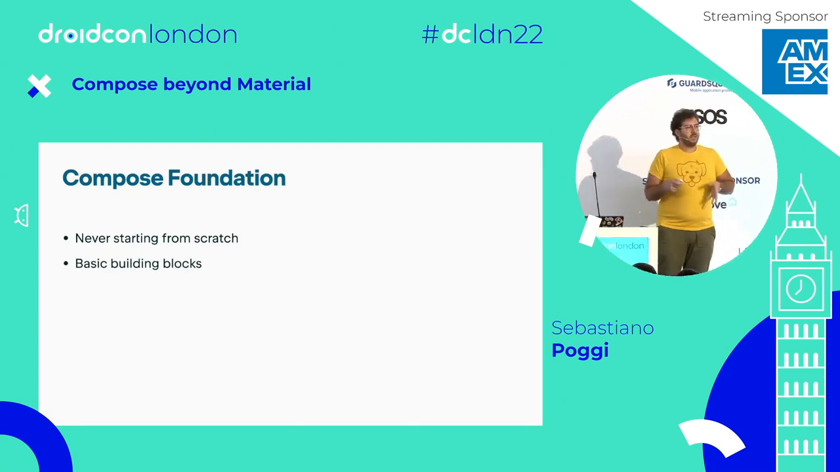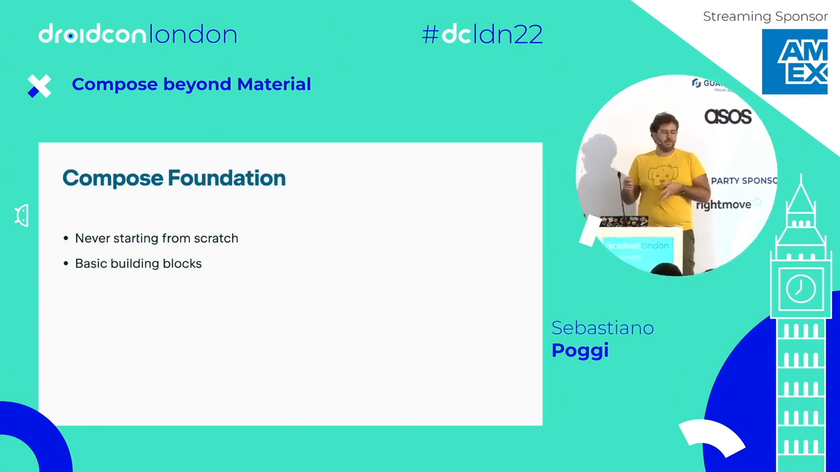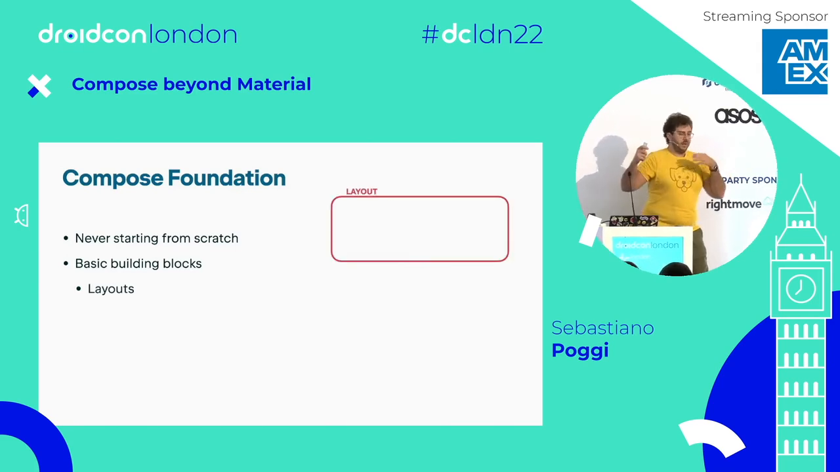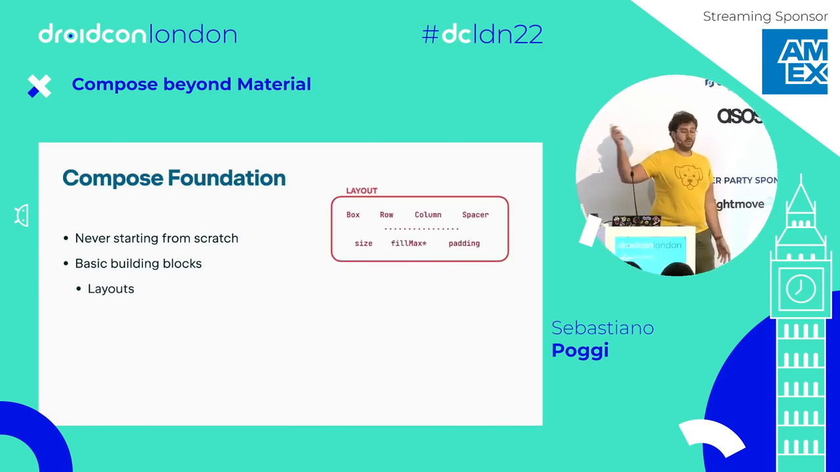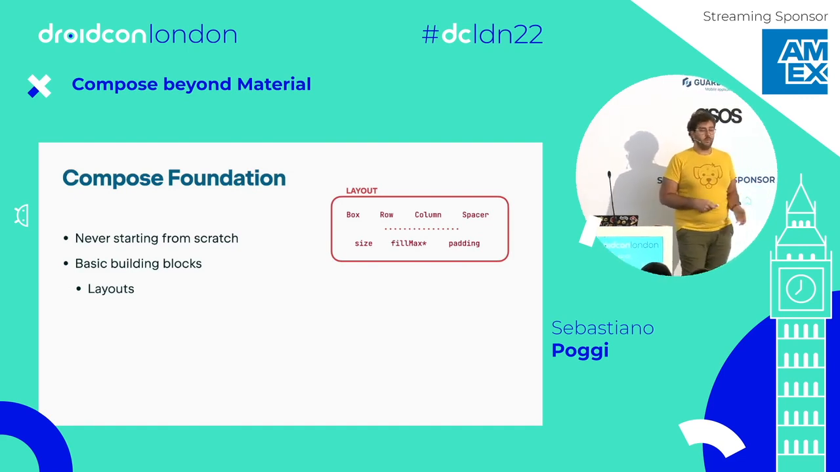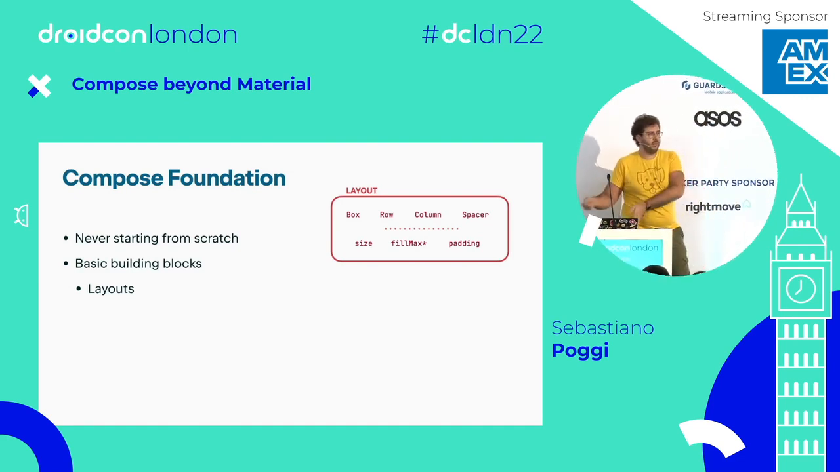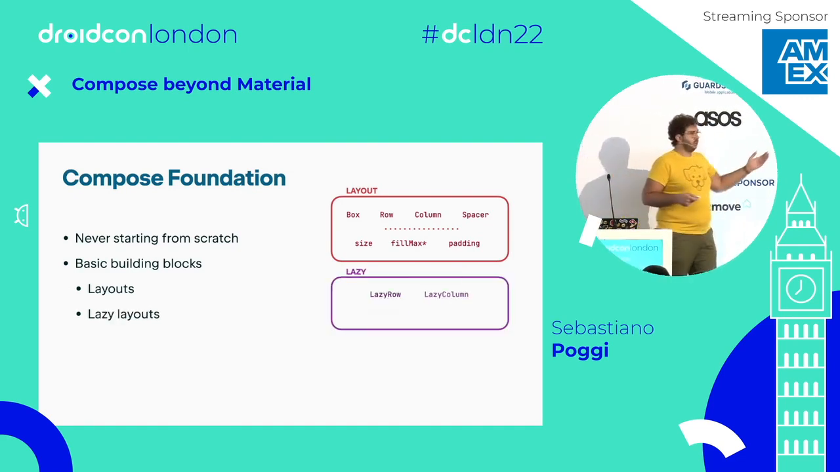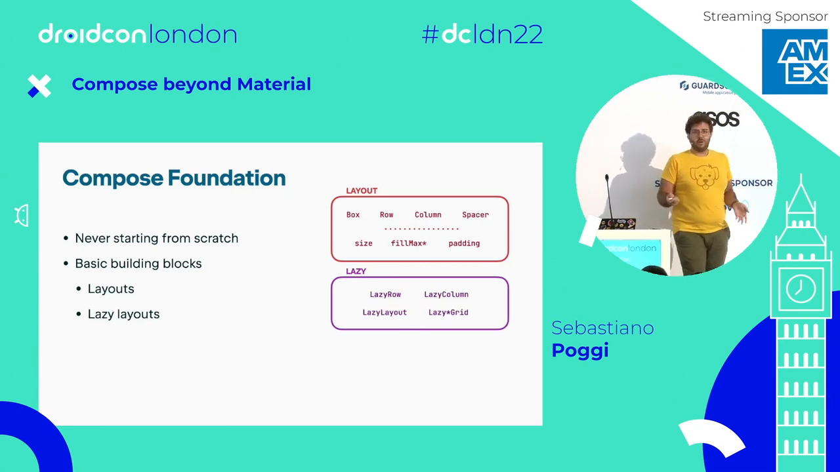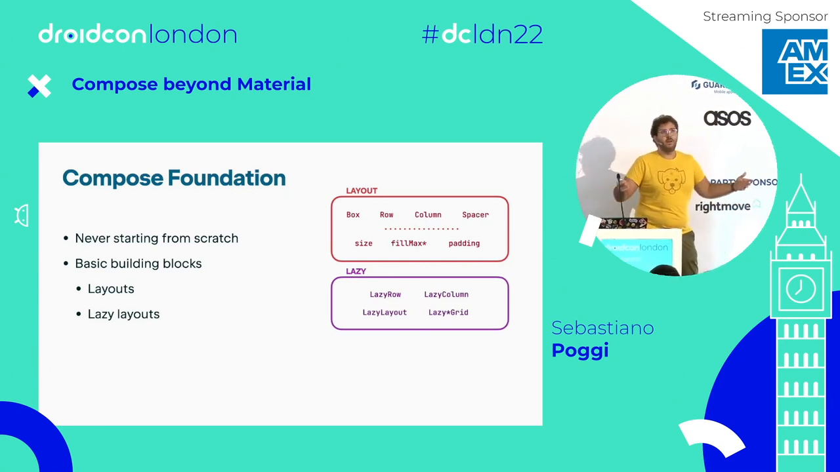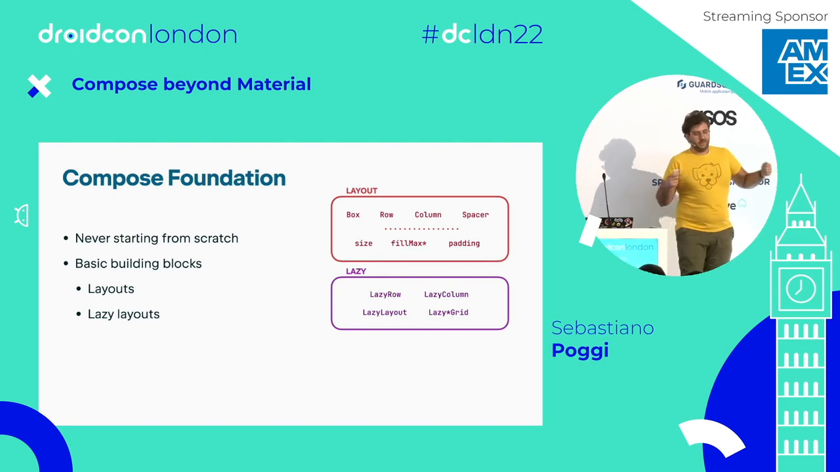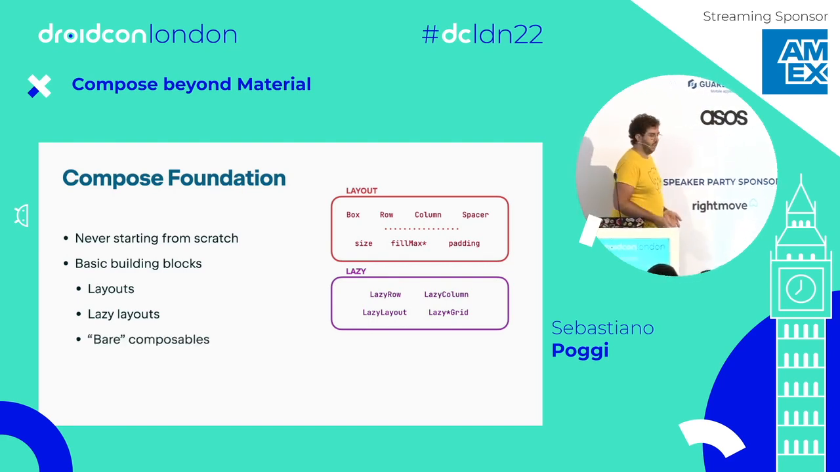We are taking the basic building blocks that are provided by Foundation, like layouts. For example, you have seen box, you have seen row, column. There are some modifiers that also live in Foundation that you do not have to re-implement. We'd also get lazy layouts for free. We don't need to recreate that stuff, thank God. So lazy row, lazy column, lazy layouts in general.